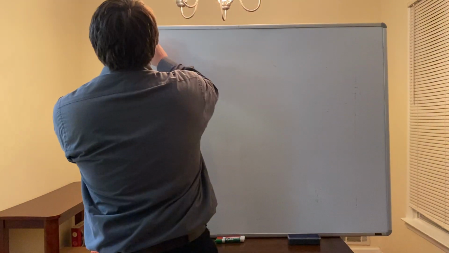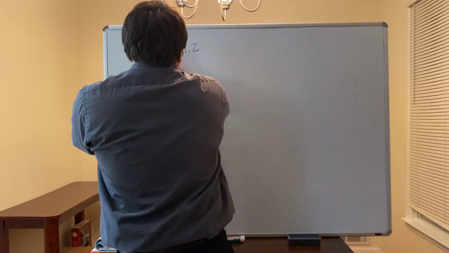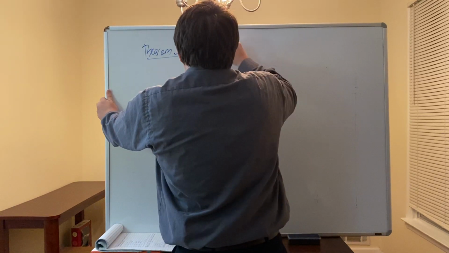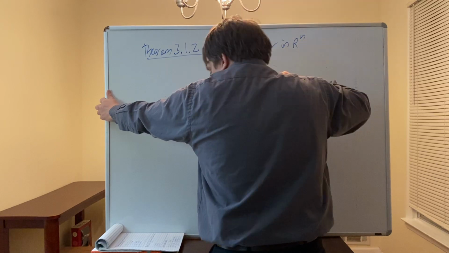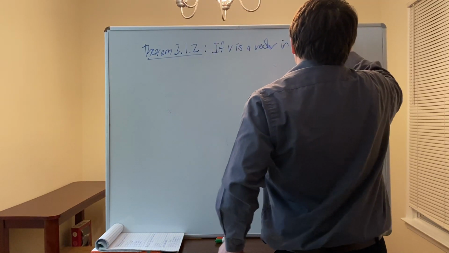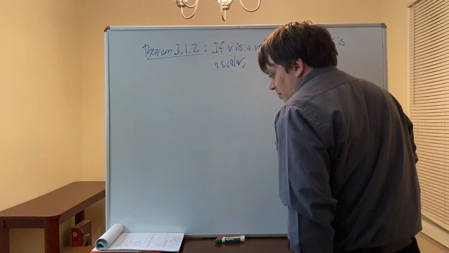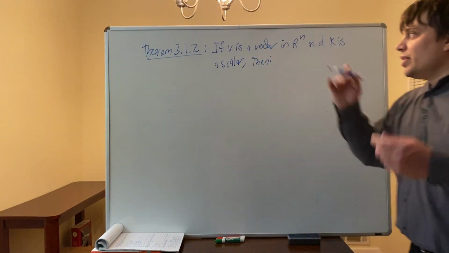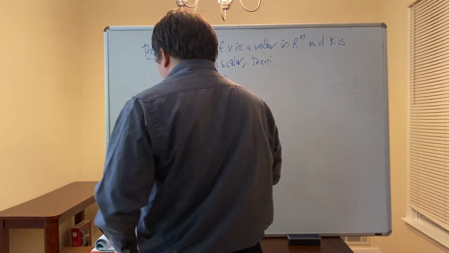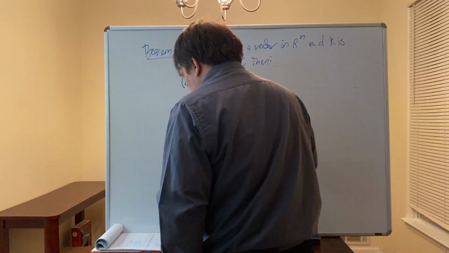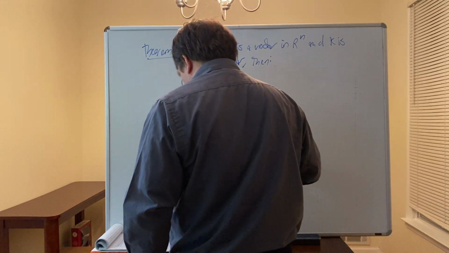Theorem 3.1.2. If v is a vector in Rn and k is a scalar, then A, 0v = 0. B, k0 = 0. And C, (-1)v = -v.